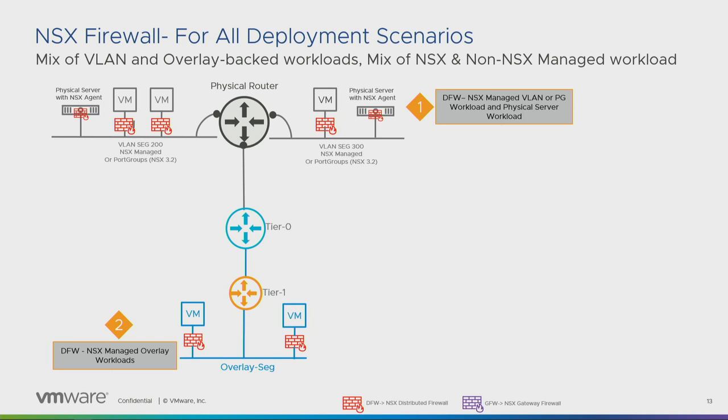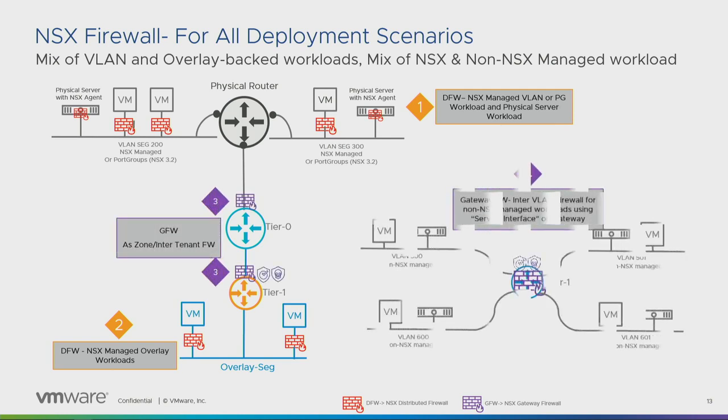So Geneve-based segments, we support distributed firewalling. Distributed port groups, we support distributed firewalling. VLAN-based segments in NSX, we support distributed firewalling. On the tier 0 and tier 1 routers, we also support so-called gateway firewalling. And it gives you lots of flexibility in the sense that we also have a thing called a service interface on a logical router, where you can attach a VLAN into a tier 1 and provide firewalling capabilities for that given VLAN.